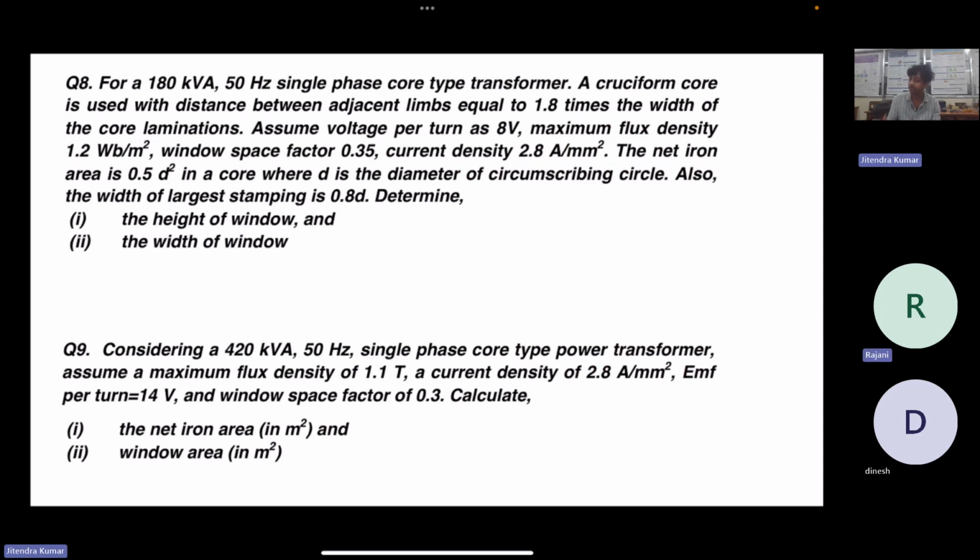Right. So that is... what is not appearing? The seventh question is still appearing here. Yes sir, still the seventh question is there. Oh, now the eighth question came, 180 kVA. Okay, please see it once.